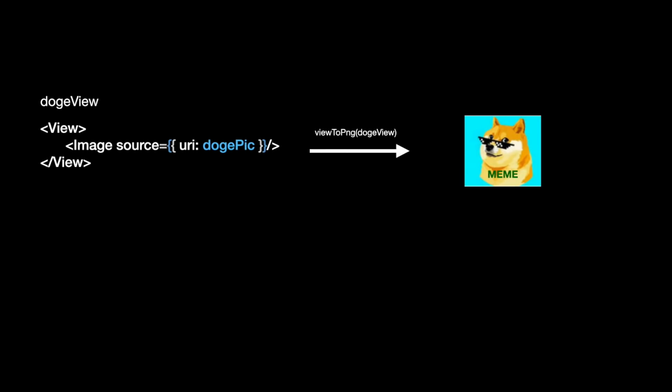In this section, we'd like to take our meme view and convert it into a PNG to share with our friends. So let's take a step back for a second and think about what we need to do in order for this to work. First, we'll need a view with the Doge pic in it. Let's call it Doge view. We want to pass Doge view into some function and get a PNG out of it. But in order to do that, we need to figure out a way to reference this view object.